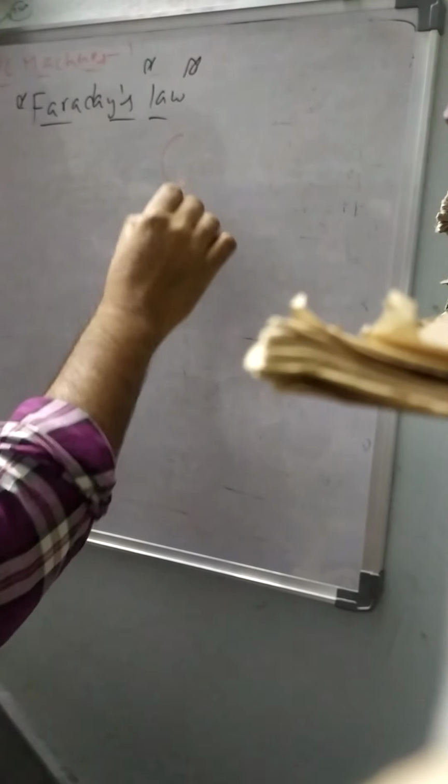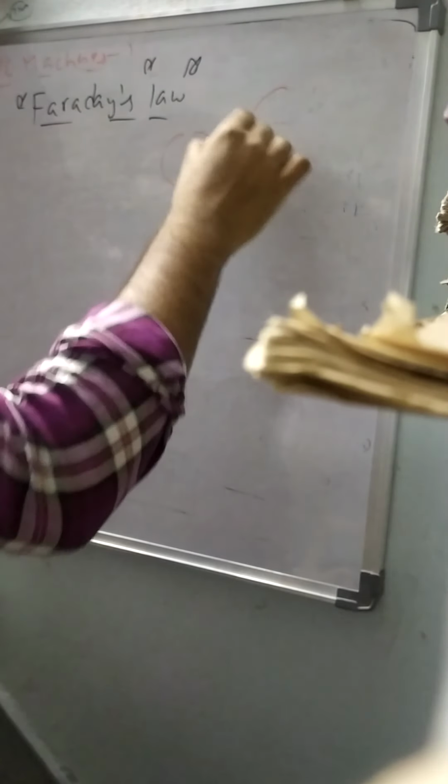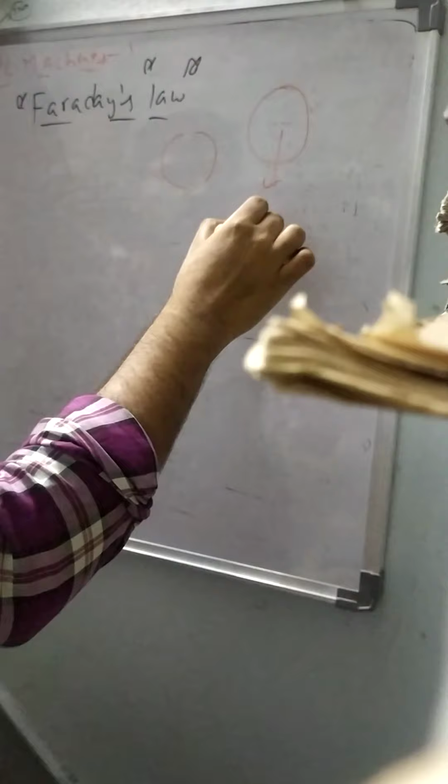Faraday's law states that whenever a conductor cuts the magnetic flux, or the flux cuts the conductor, then an EMF is induced across the conductor ends, nothing but the coil ends. So basically what is a coil? A coil is a group of two conductors. There is one conductor, and this is another conductor. So finally we form a coil. This is said to be a coil.